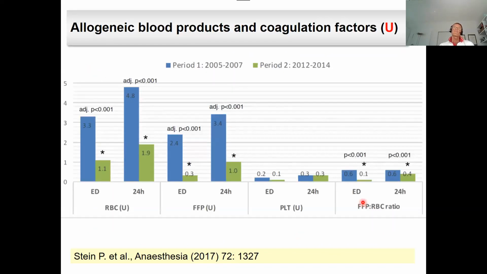In terms of blood products given, you can see here RBCs until 24 hours after hospital admission. Instead of 5 units, we were down to 2. FFP, instead of 3, we were down to 1. Platelets were about the same. And the FFP to RBC ratio was also reduced.